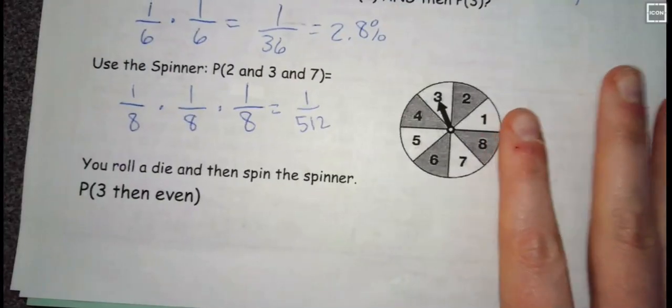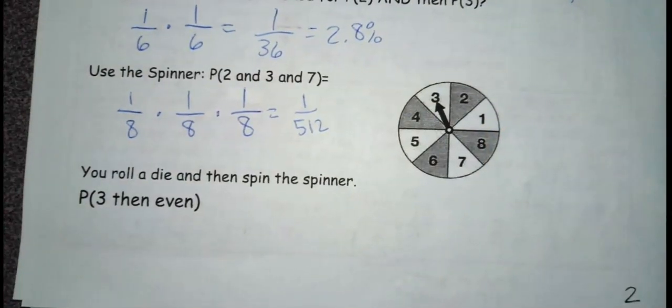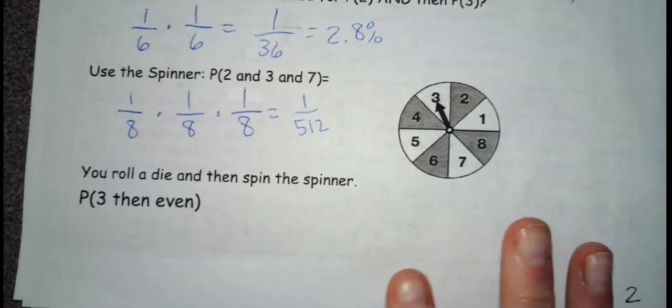So it is kind of confusing because "and" in normal math means to add, but in probability it means to multiply. I mean, it is confusing.